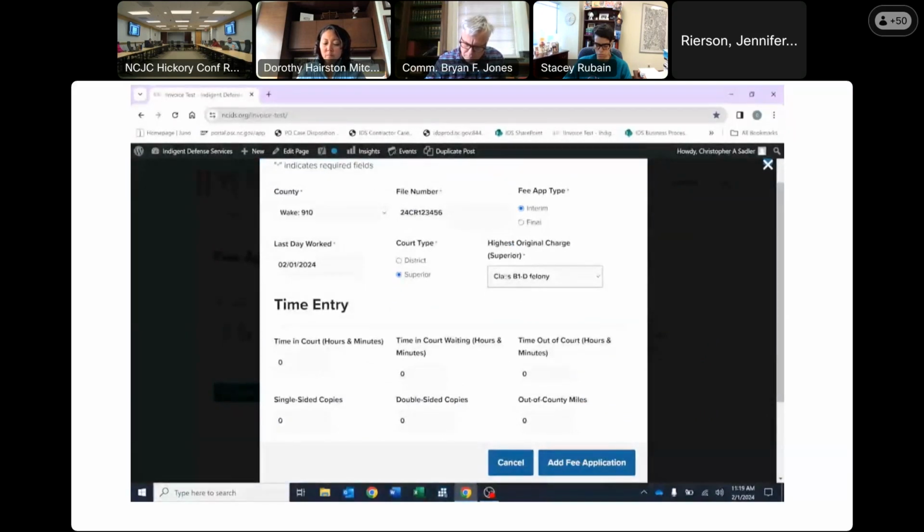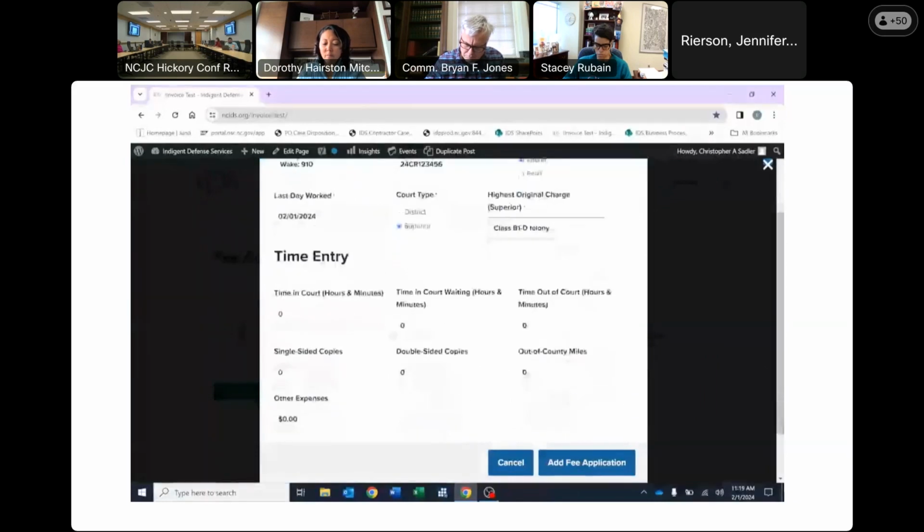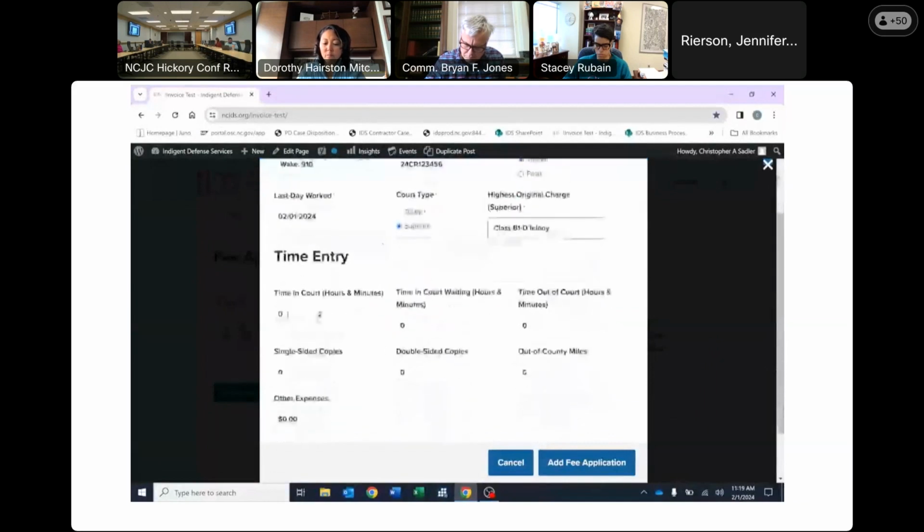This is another error reduction mechanism, preventing us from applying the wrong hourly rate and eliminating the need for referencing the rate chart. Here, we select a high-level felony. Next, we enter our time in court, waiting, and time out of court. If the judge requires a timesheet, there will be a means of uploading it at this stage.